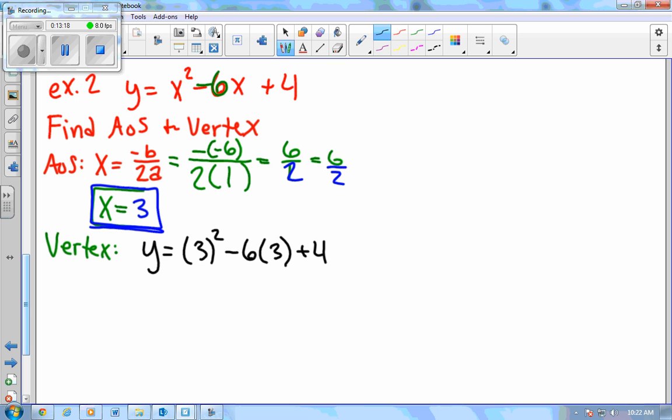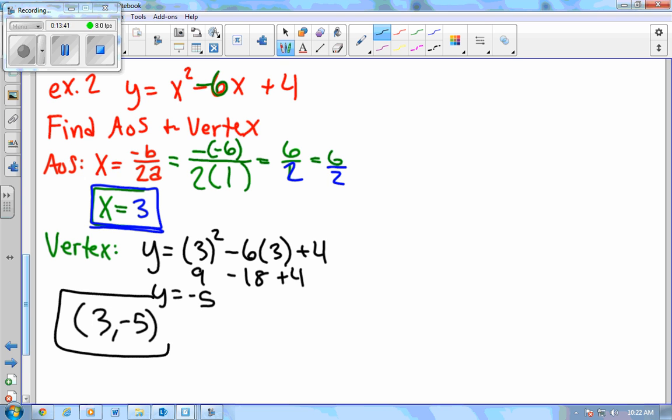Okay, fingers in the air. What's the y value you got for the vertex, the y coordinate? Fingers in the air, what's the y coordinate? Good. It should be -5. Because this is 9 minus 18 plus 4. Y is -5, so the vertex is 3, -5.